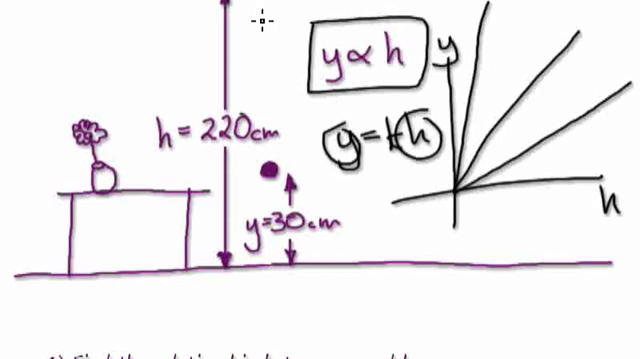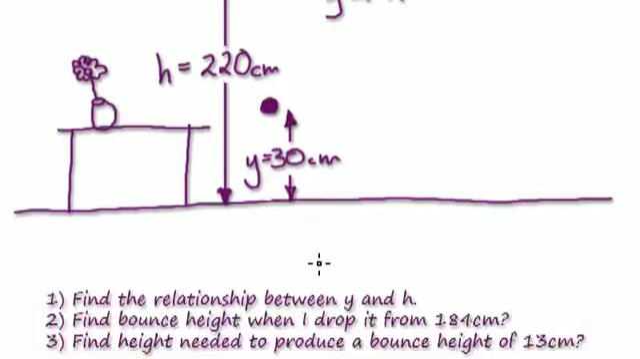Okay, so the graph will look like this, or it could look like this, or it could look like this. It depends on the tennis ball, and maybe on the kind of surface the floor is. So if it's hard concrete, then it's going to bounce a lot higher. If you're on a carpet, then it won't bounce as much. Okay, well, find the relationship.